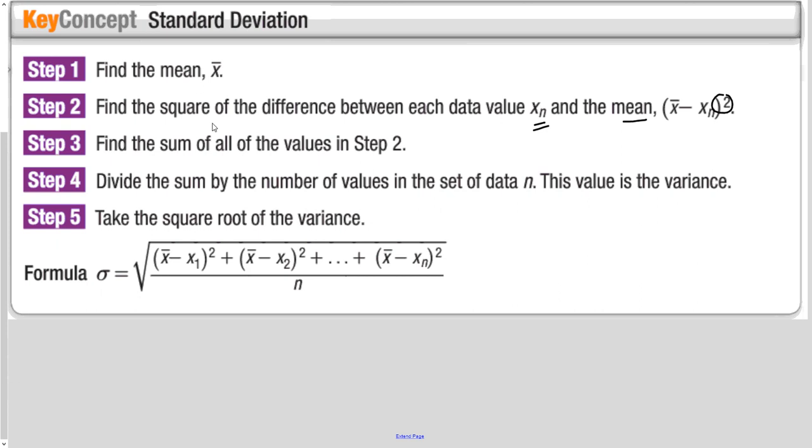So this is the formula. This is the Greek letter that we use to represent standard deviation. It's a lowercase sigma. Mean minus the first data point squared, plus mean minus the second data point squared. And you keep doing that until you get to the last data point squared. Divide that value by the number of data points, and then take the square root. So let's do one. Okay.